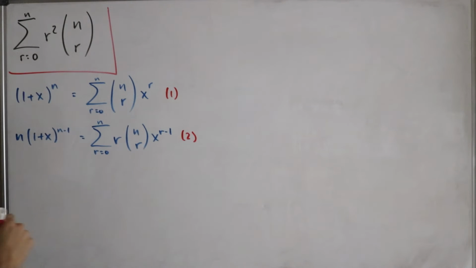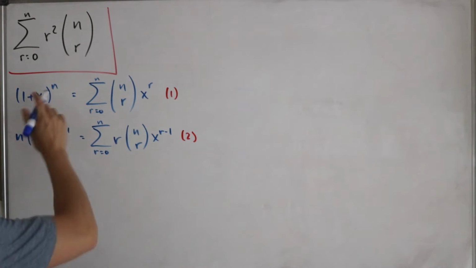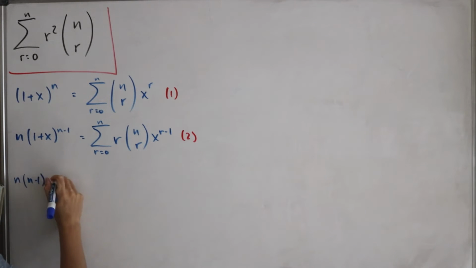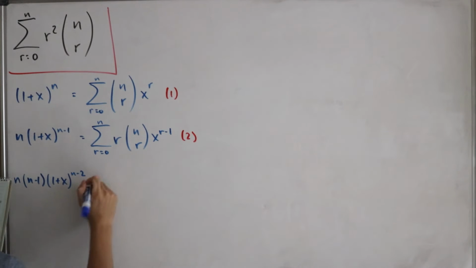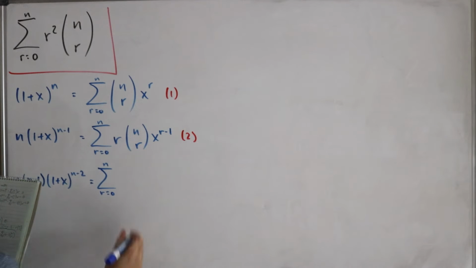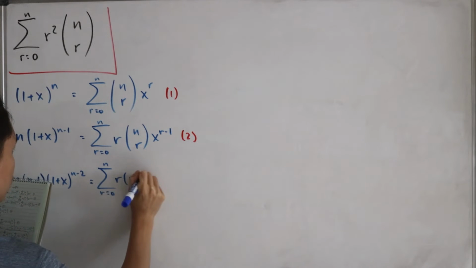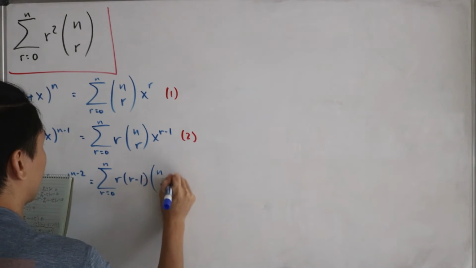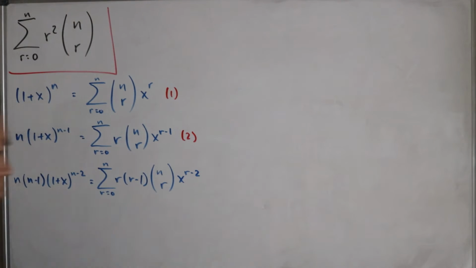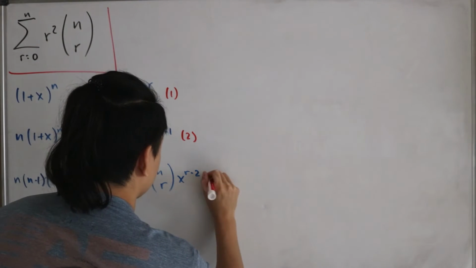And then next, we're going to differentiate a second time, that means differentiating the equation above. Now we'll get n multiplied by n minus 1, multiplied by 1 plus x to the power n minus 2. And differentiating the right-hand side, the partial sum from r equals 0 to n of r times r minus 1 multiplied by n choose r, and then multiplied by x to the power r minus 2. Okay, so that is equation number 3.